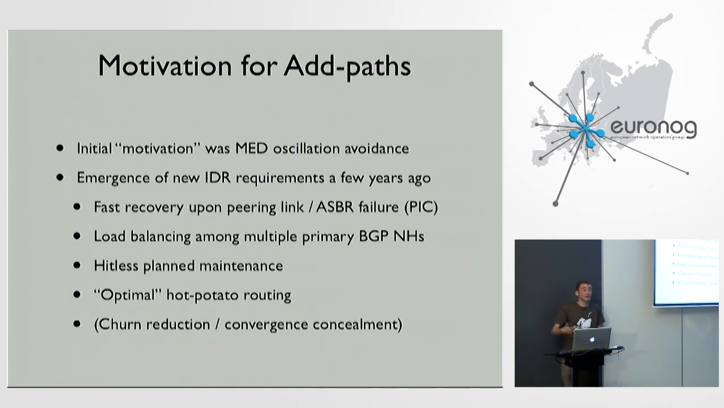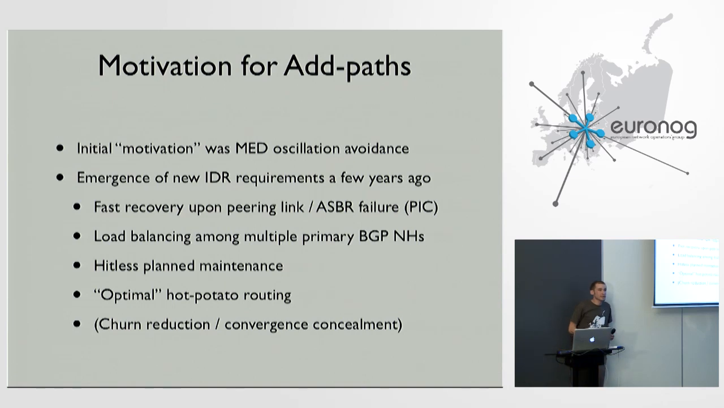But since then, a lot of new requirements have pushed the IETF community to keep on thinking about advertising multiple paths towards a single destination. First, there is PIC, the fast convergence in case of failure. The ability to load balance your traffic towards multiple next hops, because if you have equally preferred paths, it's a bit sad to not be able to take advantage of them just because you need to have route reflection for scaling reasons.